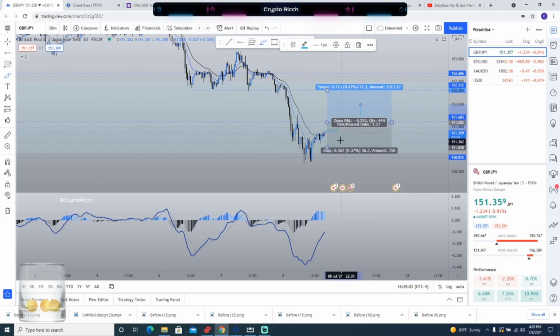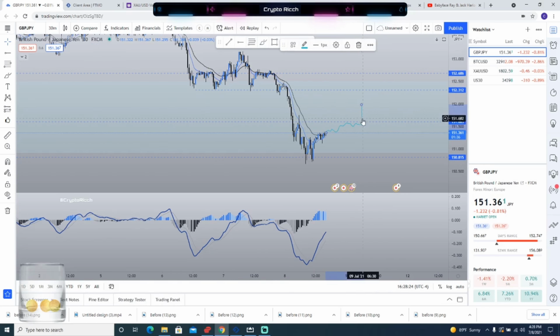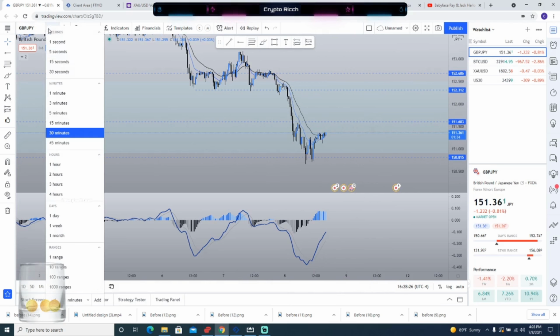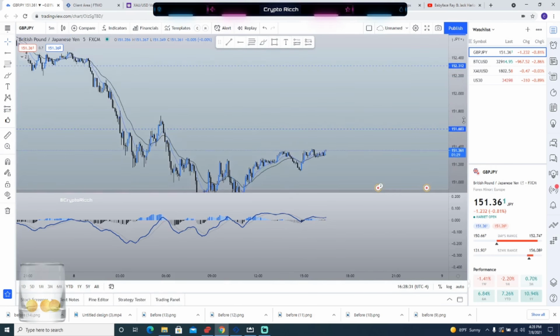Depending on where it's at, I might put it right under here on a 30 minute and find a good trade, like this. You get what I'm saying? Something similar to this. I'm not recording anything live. That made no sense, just ignore that.